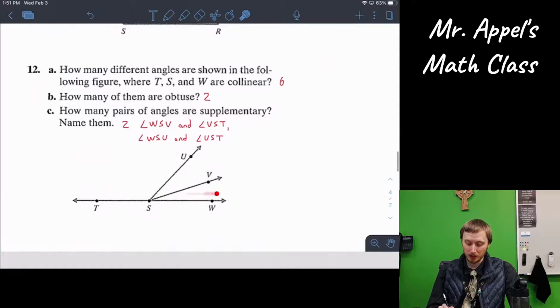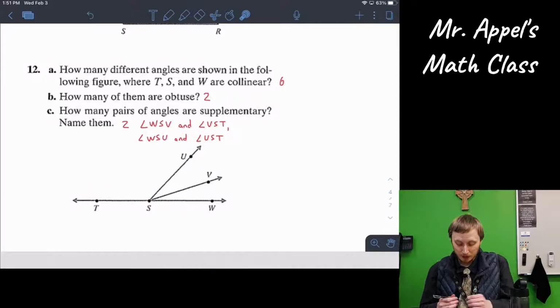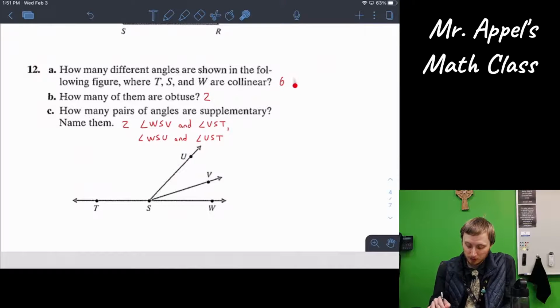Next up, given this diagram with these 3 straight lines here, how many different angles total? 6. 2 of them are obtuse, and there are 2 supplementary pairs. One is WSV and VST, and the other is WSU and UST. Okay.